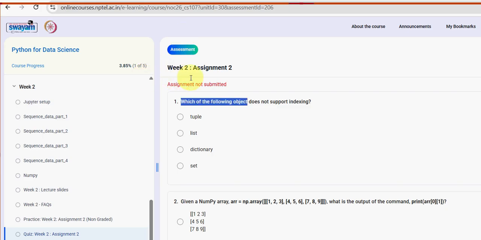So first question, which of the following object does not support indexing? For first question, fourth option, set is the probable solution, because set is just a collection of values, so there is no particular first, second, third values in that, so we can't maintain the order in the set, so there is no concept of indexing.